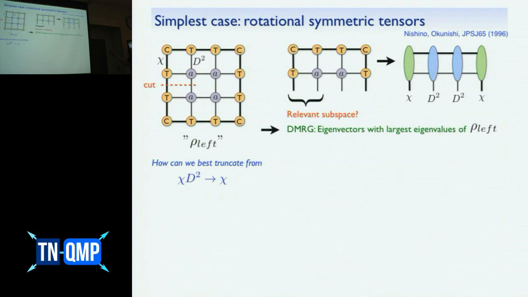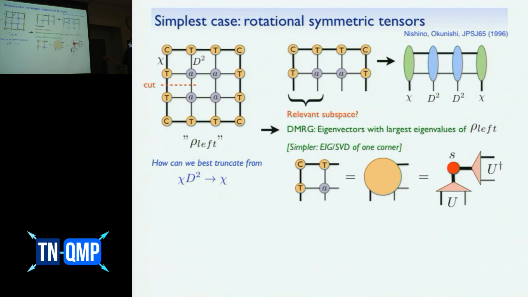It's even simpler, so you don't need to compute this entire thing. It's actually enough to just look at one corner, because of rotational symmetry, you have the same corner repeated four times. If you write this as a matrix, then what you have here is this matrix to the power of 4. So instead of doing an eigenvalue decomposition of this matrix to the power of 4, you can just do an eigenvalue decomposition or an SVD of the matrix itself.